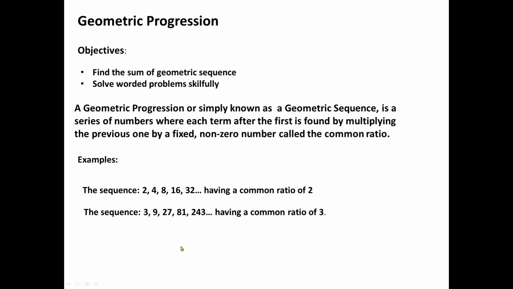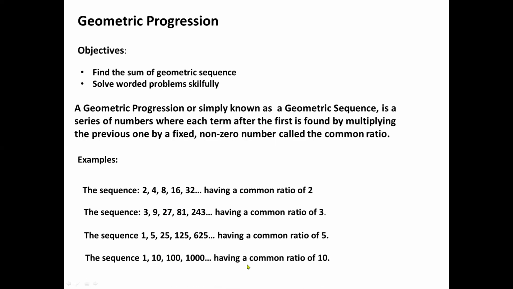The sequence 3, 9, 27, 81, 243 having a common ratio of 3. Kasi 243 divided by 81 is 3. 81 divided by 27, 3 din yan. 27 divided by 9 is 3. 9 divided by 3, 3 din ang sagot. Okay? The sequence of 1, 5, 25, 125, and 625 having a common ratio of 5 is also an example of geometric sequence. The sequence of 1, 10, 100, 1,000, etc. is also an example of geometric progression dahil mayroon silang common ratio na 10.